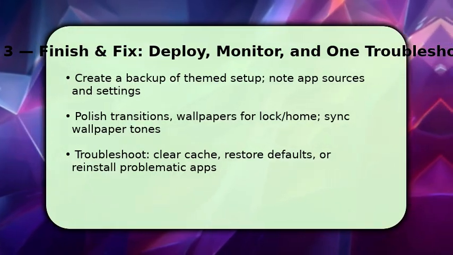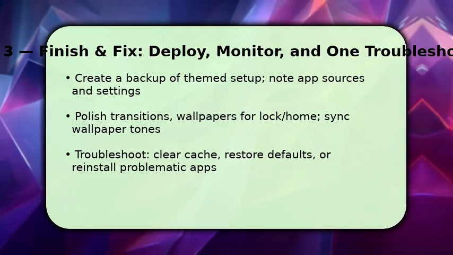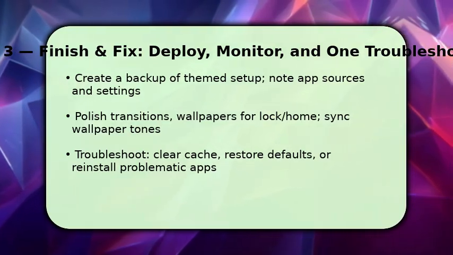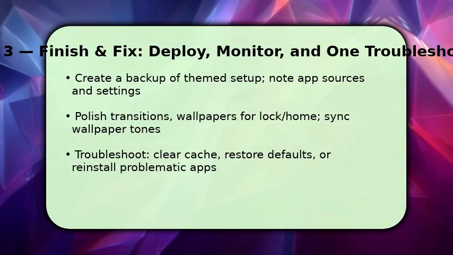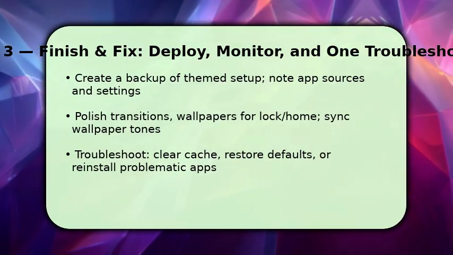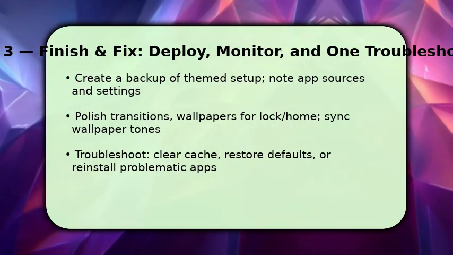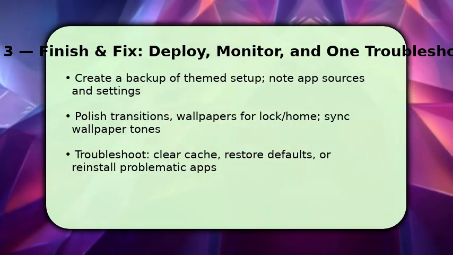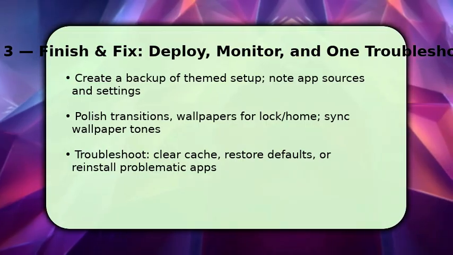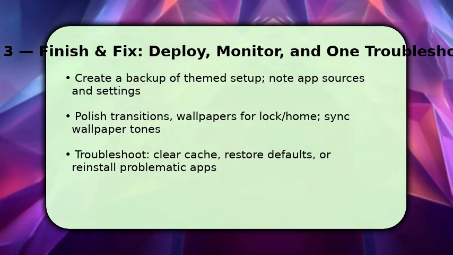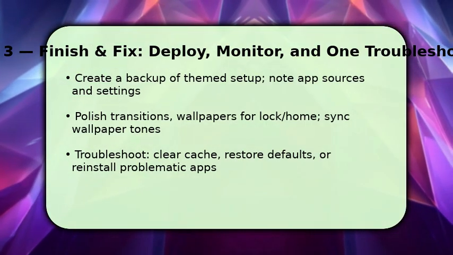Once done, save a full backup of your launcher layout and note any custom APKs or settings so you can restore the look quickly. Make sure to walk through common flows, notifications, calls, media, so nothing breaks the aesthetic. If something misbehaves, clear the app cache, restart, and if needed, restore defaults or reinstall the offending app. That usually resolves icon or widget mismatches.